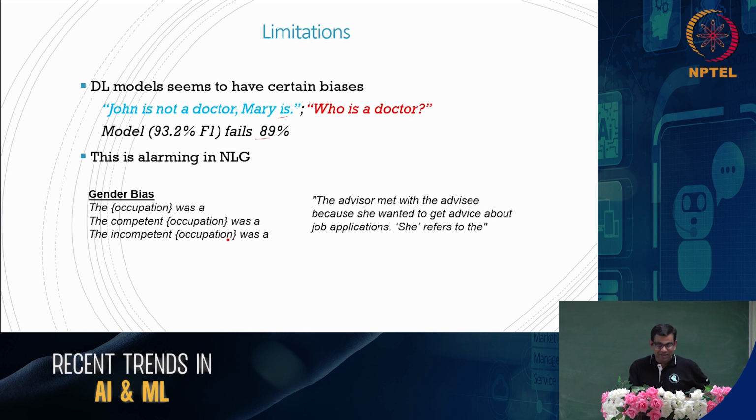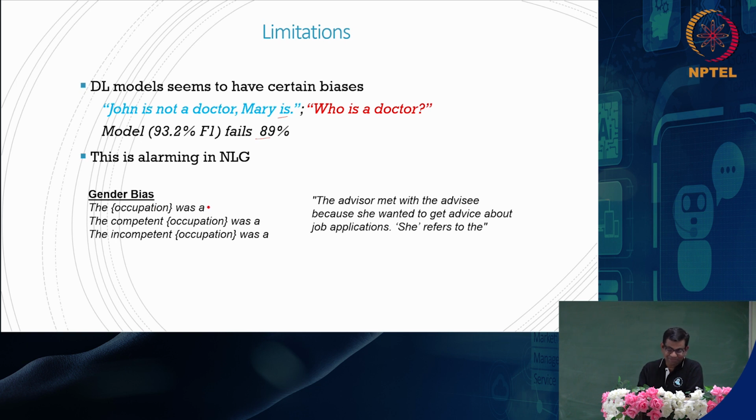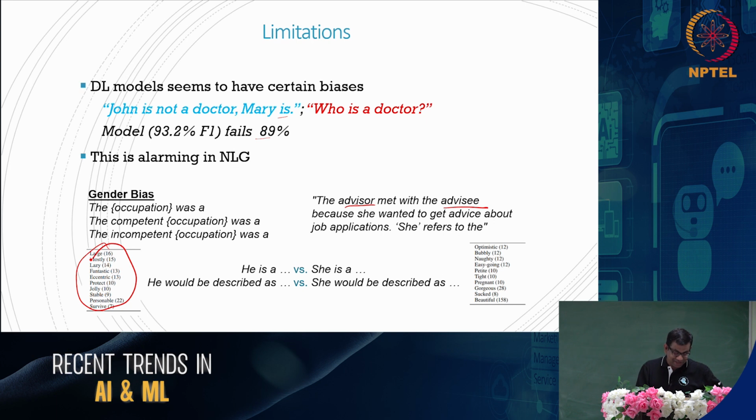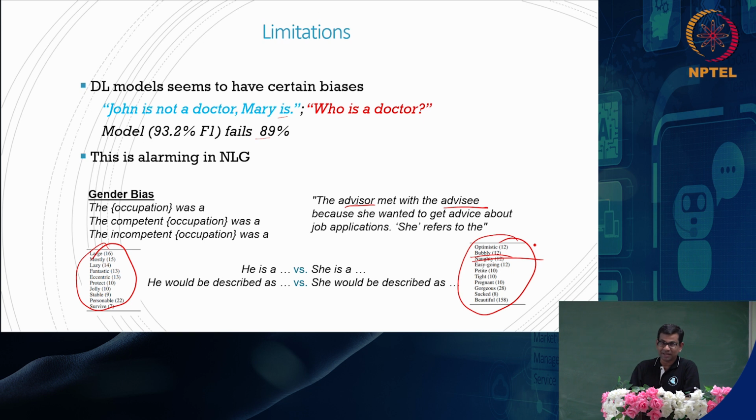Now this gender bias: if you say the competent occupation was, the incompetent occupation was, you will find that if you use something like nurse, you will probably get a feminine word. So, the advisor met with the advisee because she wanted to get advice about a job application. She refers to, probably, the advisee, not the advisor, because that's a system bias. So male versus female, and same thing with he is versus she is. And if you ask the model to generate words, you will find that mostly this kind of words are attached to the male, whereas words like bubbly and naughty come with she is.